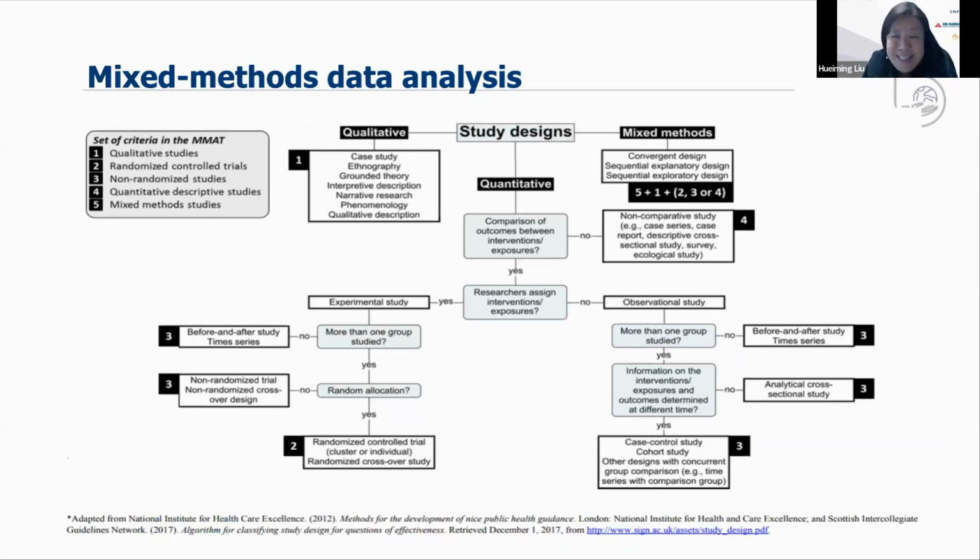Mixed methods is complex, and I'm still learning my way. We are, I think, through this. And I put this figure here because this is from the mixed methods appraisal tool. Again, it's just highlighting that when we think about research, yes, you've got a qualitative study design, in which each of these lines will have its own textbooks: case study, ethnography, grounded theory, interpretive description, narrative research, and qualitative description. But it's important in your process evaluation team that you've got people who are comfortable and know qualitative research and how to do that.